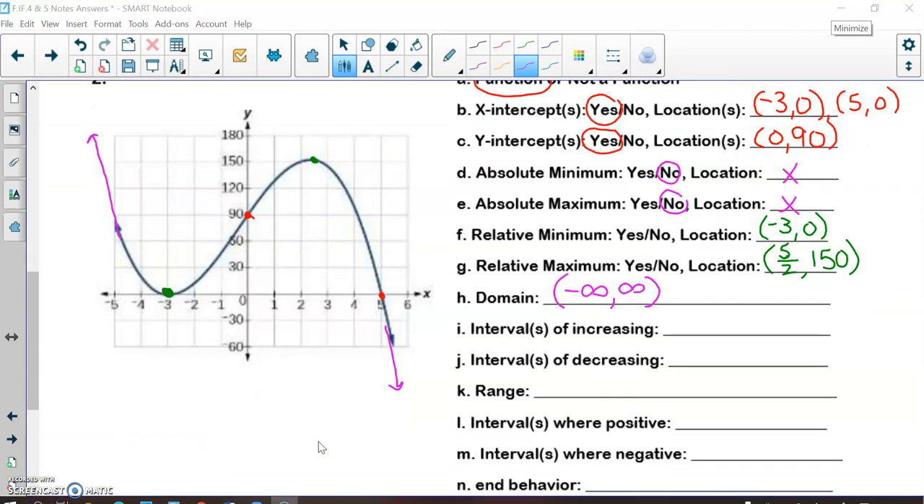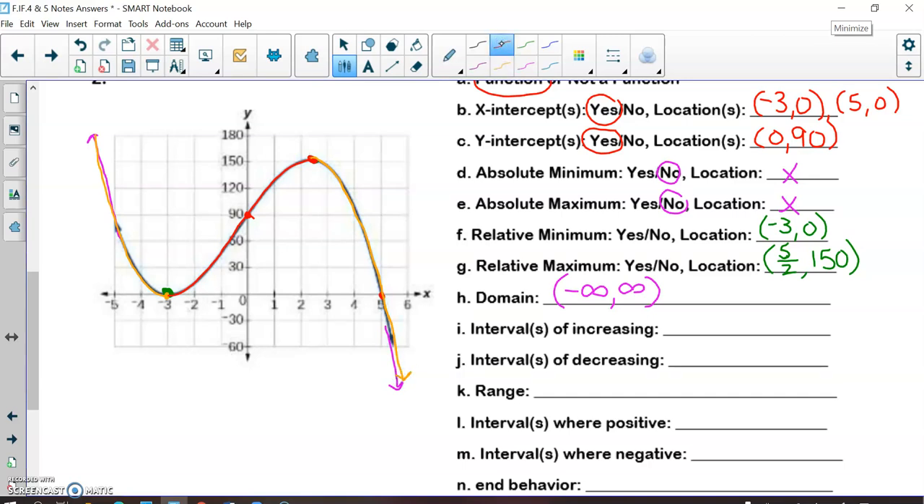My intervals of increasing. I'm looking for the x values as to where my y values are increasing. So if I start at the left part of the graph, right now I'm going down and down and down until I hit the x value of -3. And then once I hit the x value of -3, I start to climb, climbing until I hit the x value of 2.5. And that's when I start to decrease and go down and down and down again all the way to infinity.